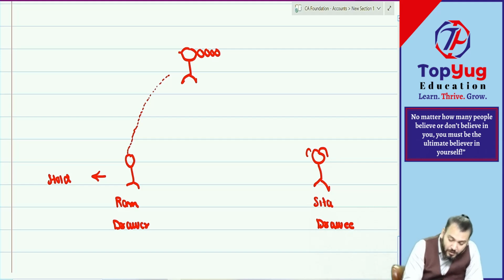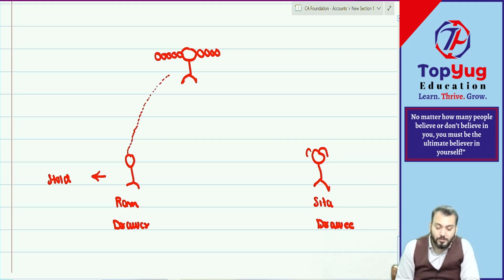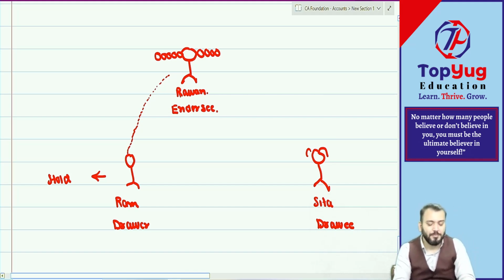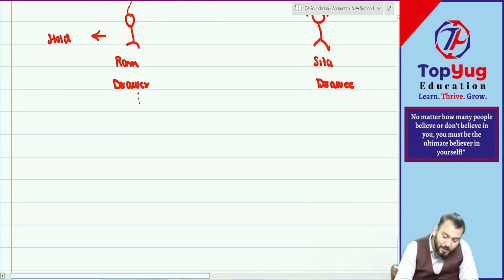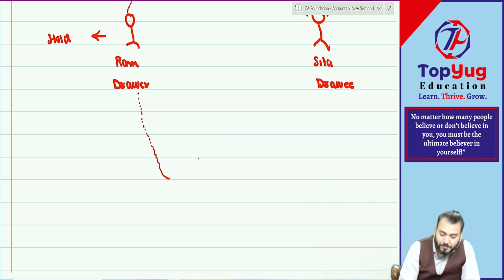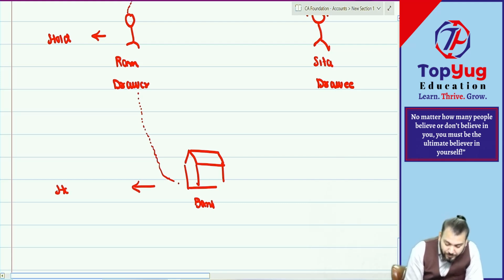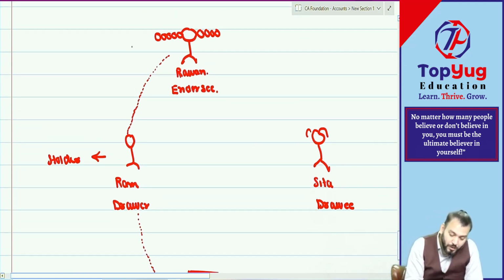Remember? To Ravan. He is known as what? Endorsee. Correct. Or Ram may discount the bill with the bank. So in this case, the bank becomes the holder of the bill, or Ram is the holder, or Ravan may be the holder.